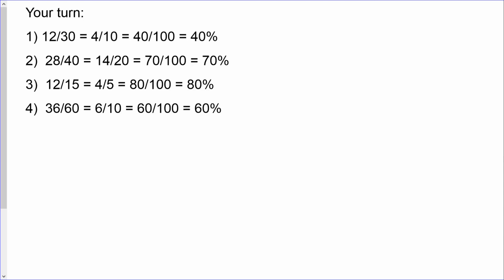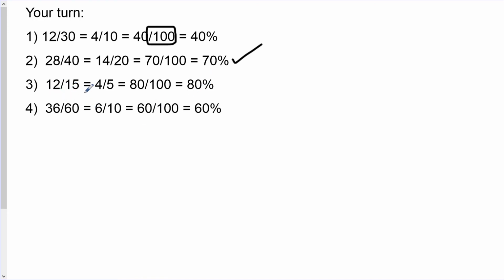So from 12 30ths, we should have ended up simplifying it to 4 tenths, which then is the equivalent fraction of 40 over 100, because remember, we want to get to a denominator of 100 if we are converting from a fraction to a percentage, and 40 over 100 is the same as 40%. 28 40ths simplifies to 14 20ths. We then multiply the top, the numerator, and the bottom, the denominator, by 5 to get to 70 hundredths, and we know if it's out of 100 we can just write percent, so 70%.